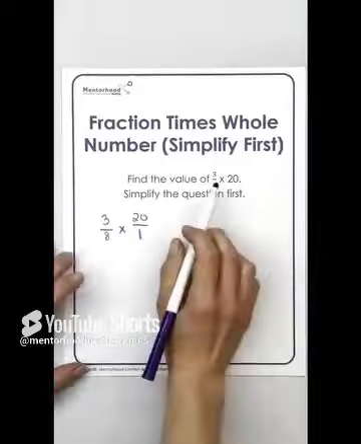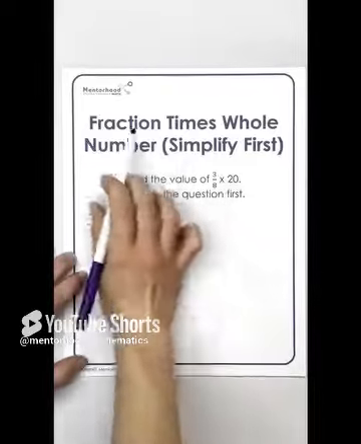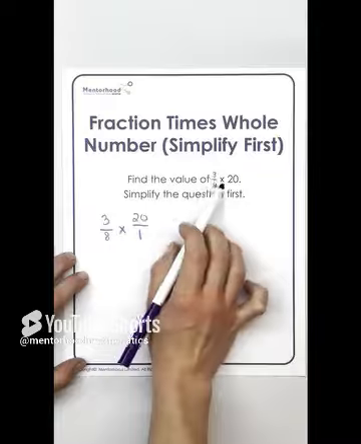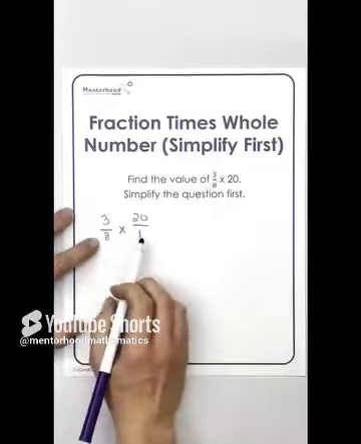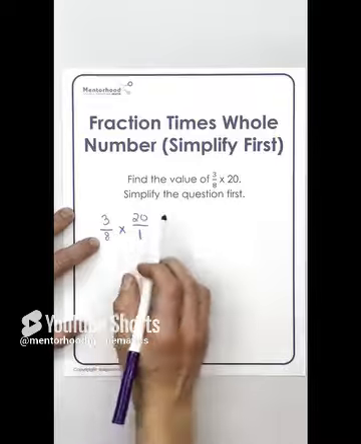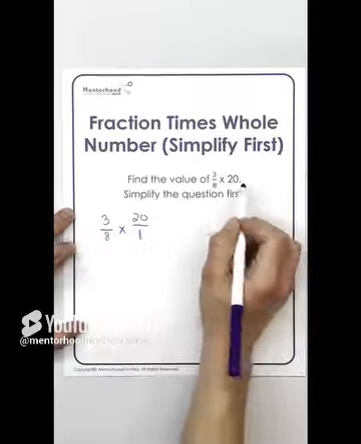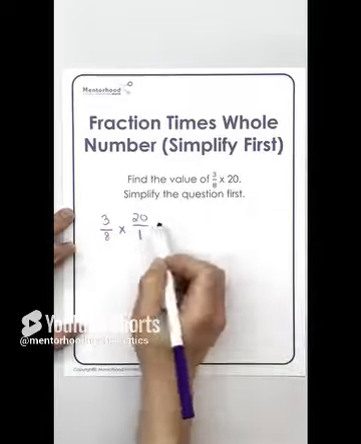Let's find the value of 3/8 times 20. So this is a fraction of a whole number, so it's 3/8 of 20. Now I've rewritten this here as 3/8 times 20 over 1. This is the same thing as saying times 20, because any whole number over 1 is just the same thing as a whole number, because you've got one group of that number.